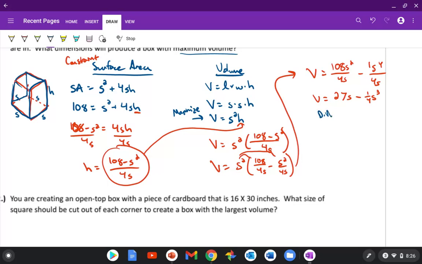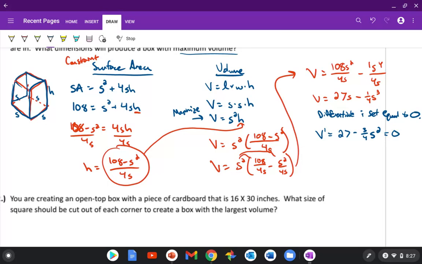So let's differentiate and set equal to 0. So we get v prime. You could also call that dv dt, I suppose, if you want. I'm just going to call it v prime. And that's going to be 27 minus 3/4 s squared. We then set that equal to 0 and solve it.